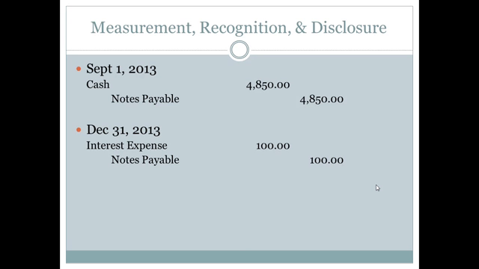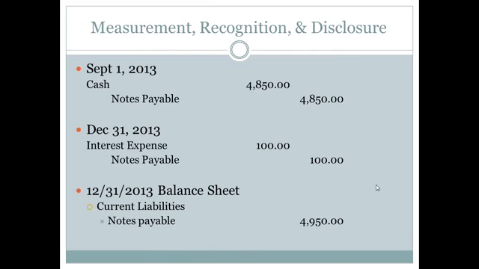So the transaction here on December 31st is to debit interest expense. That's an income statement account. That will get the interest cost recognized correctly on the income statement, and we add that $100 to the notes payable. And so that's the adjusting journal entry that is needed as of December 31st.